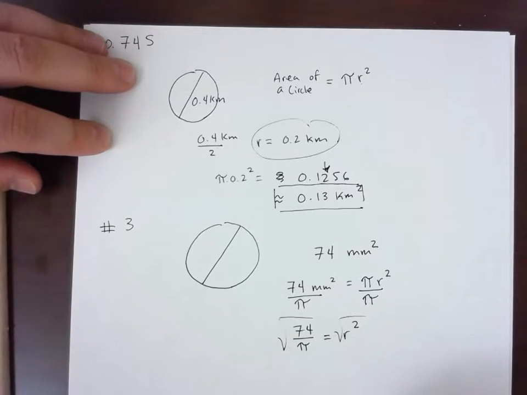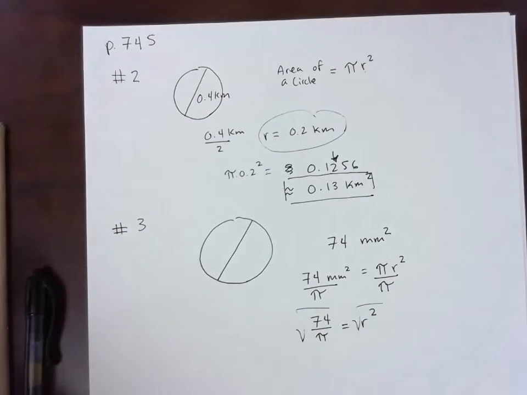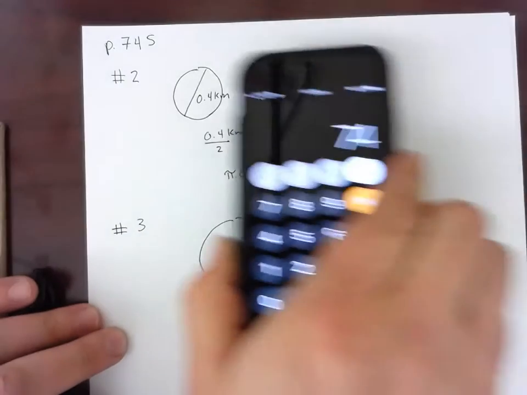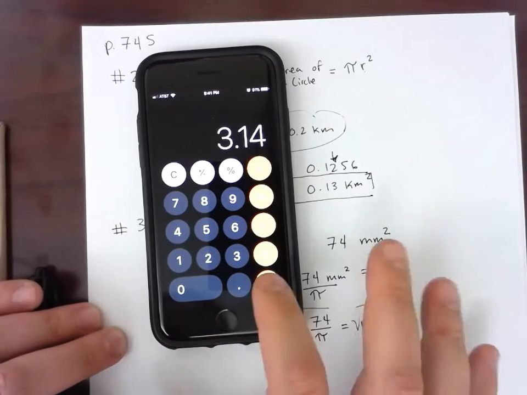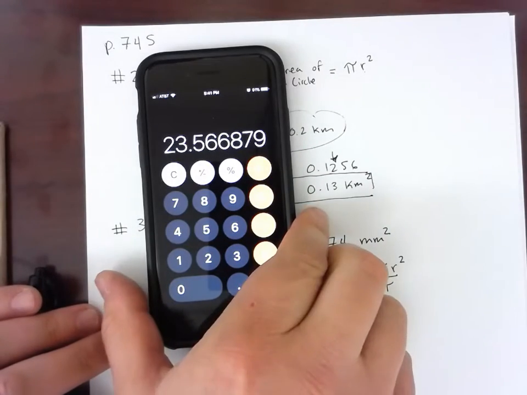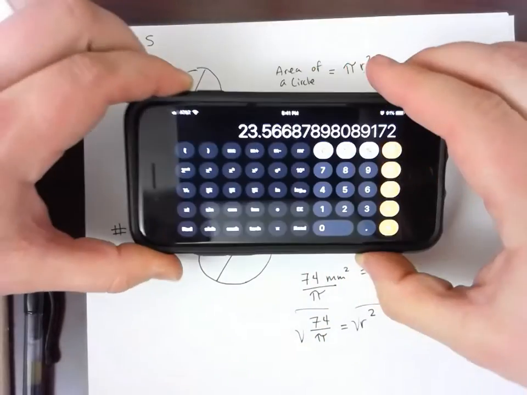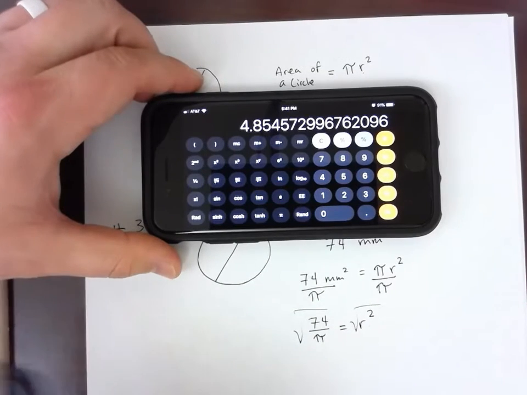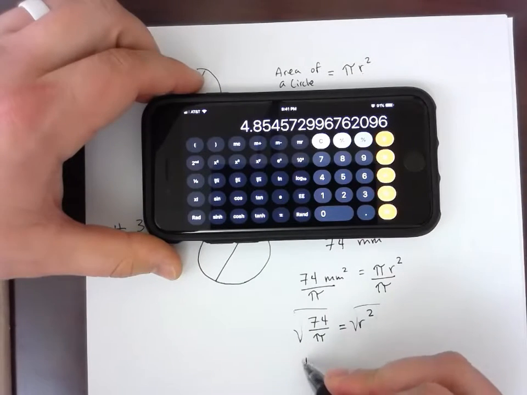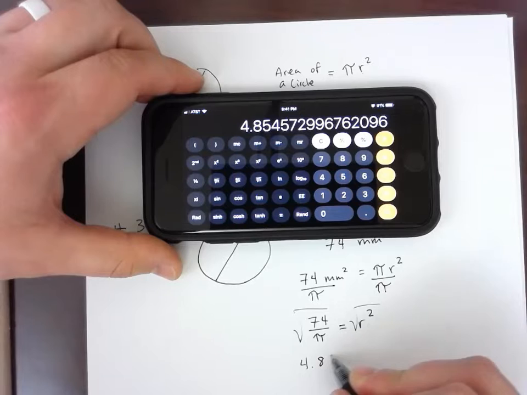It might look like a big scary number, but if we put that into our calculators, 74, and I'll show you what I'm doing on here. I'm doing 74 divided by 3.14 or pi, and I get 23.56, but that's not our final answer, we want to take the square root of that. And so our radius is going to be 4.85, about what our radius is.